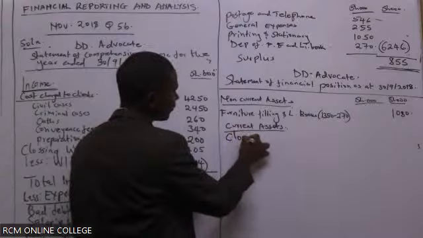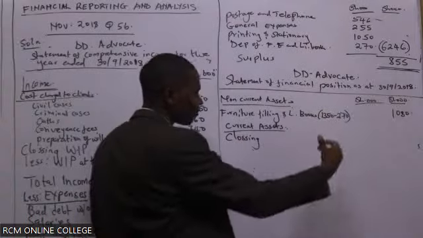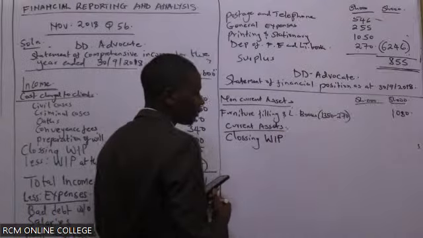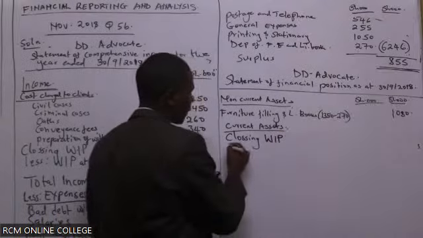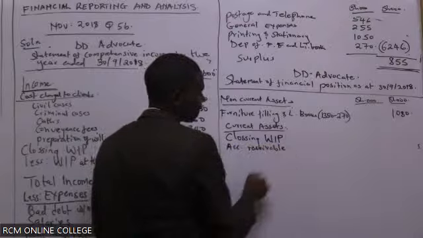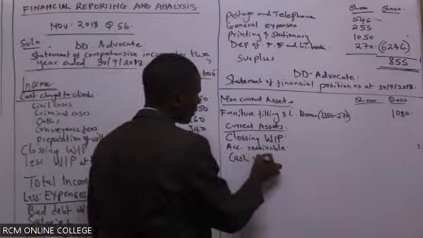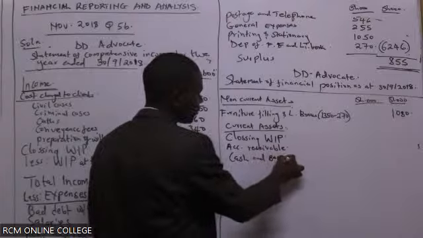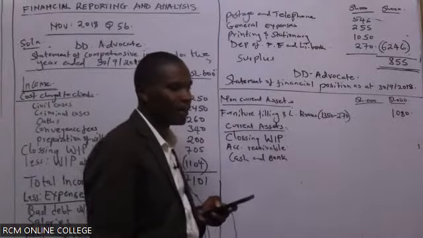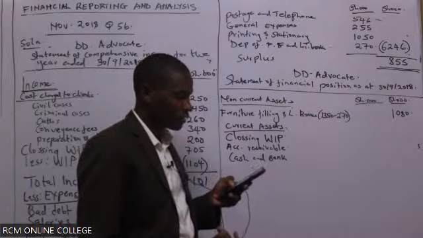Closing ni kama closing inventory. Hii ni kama sasa inventory. You know, we pick the inventory at the end of the period. So now here we have the closing WIP. Account receivable. You are good. We have cash and bank. Tell me, for the cash and bank, how are we going to do? I can see we have for the client and for the office.